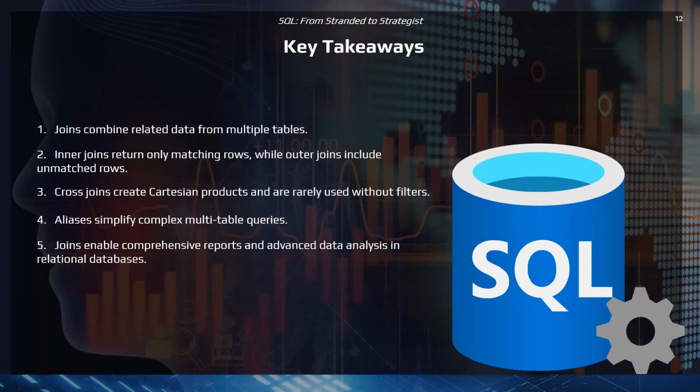Here are some key takeaways from this module. Joins combine related data from multiple tables. Inner joins return only matching rows, while outer joins include unmatched rows. Cross joins create Cartesian products and are rarely used without filters. Aliases simplify complex multi-table queries. Joins enable comprehensive reports and advanced data analysis in relational databases.